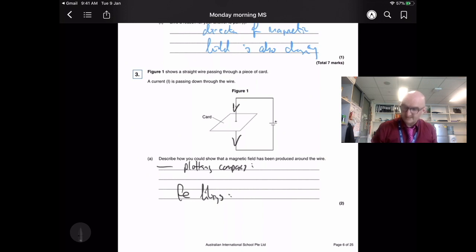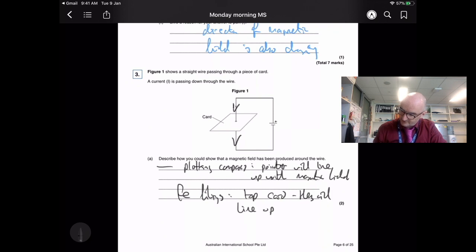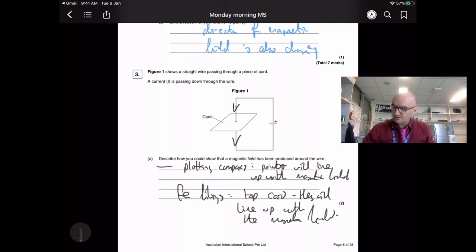What's the command term? The command term is describe. Have we described? No, we have not. If you just put those two things, zero marks. Nothing. Because the plotting compass, the pointer will line up with the magnetic field. So it's not enough to say plotting compass, you have to say what happens. And the iron filings, if you tap the card, they will line up also with the magnetic field. Okay, describe, keyword.